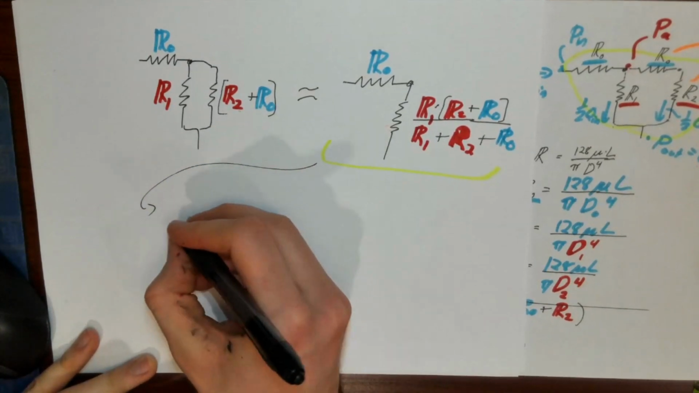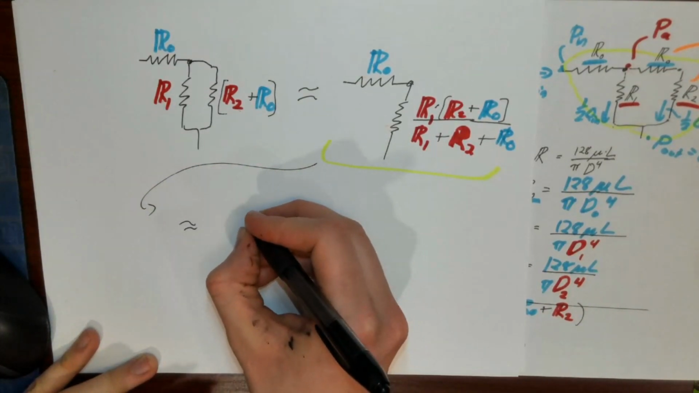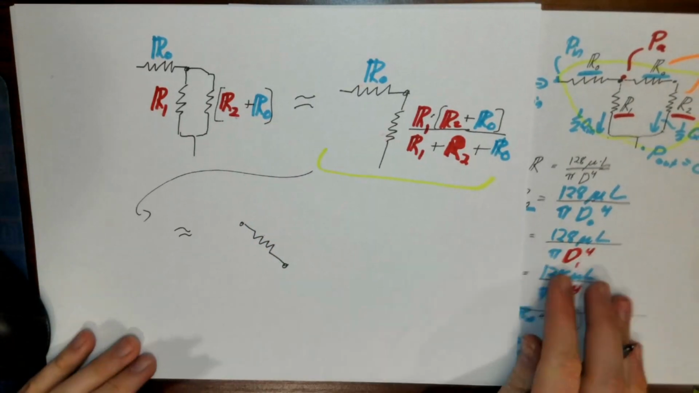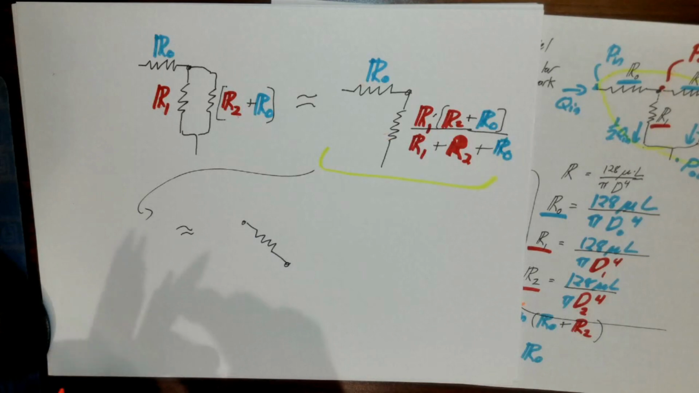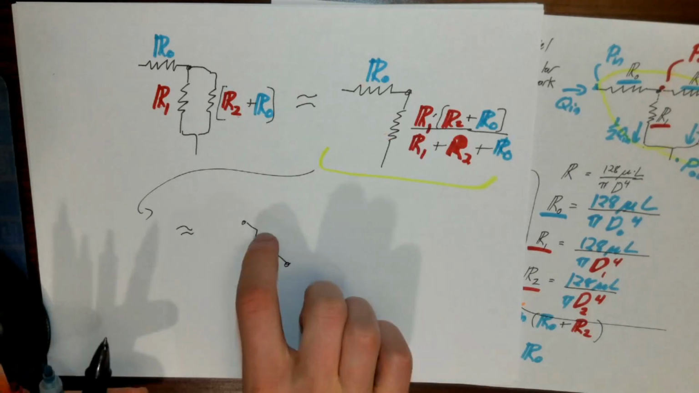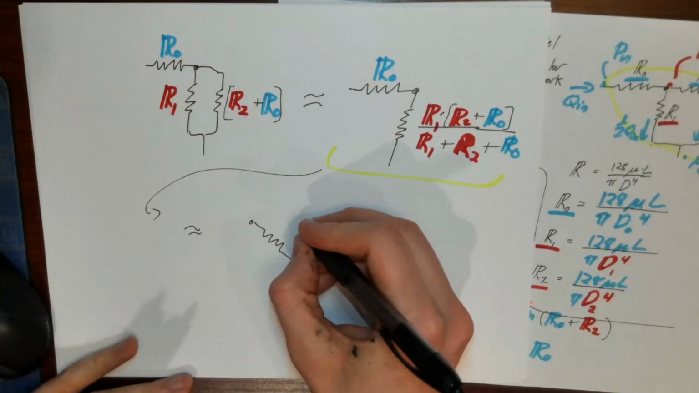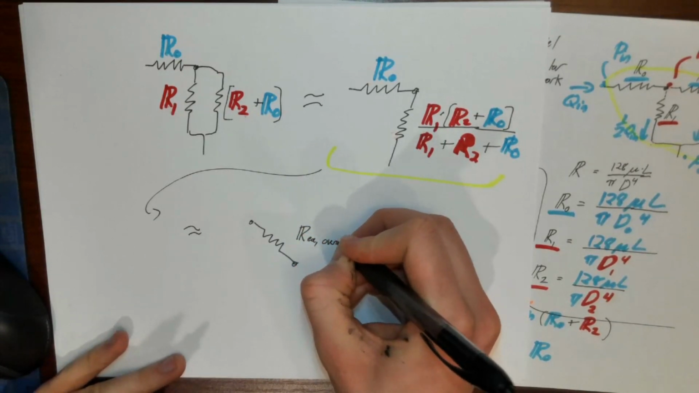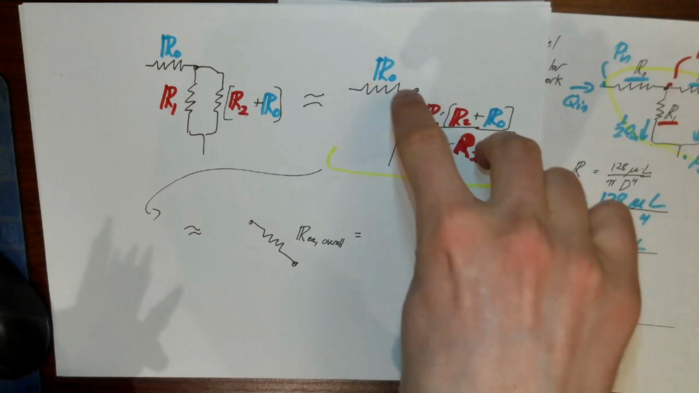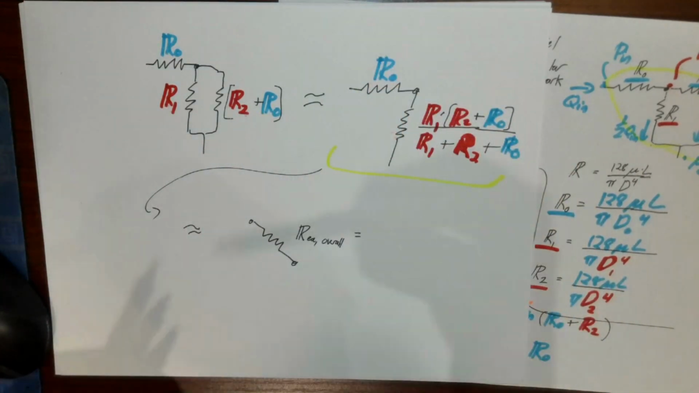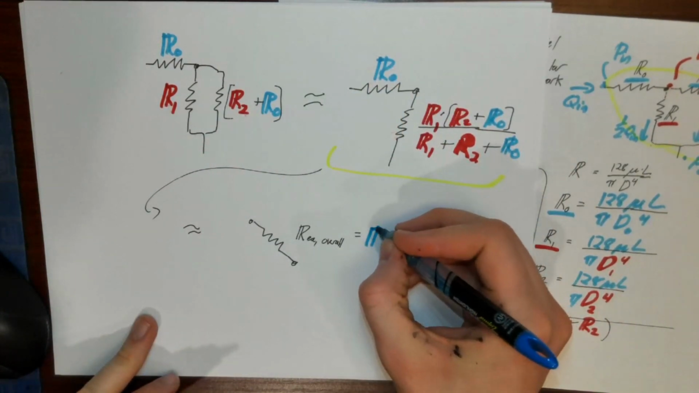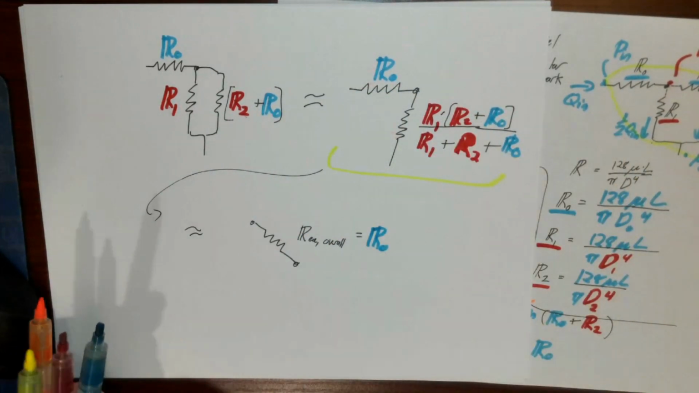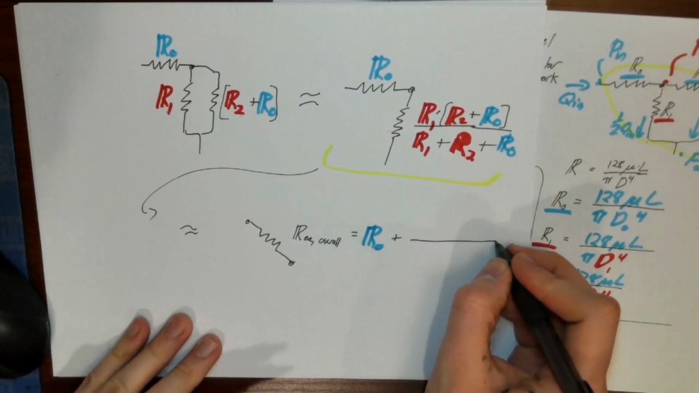So this is basically equivalent to a single resistance, and this single equivalent resistance for the overall system is basically the sum of these two. So what does that look like? We get an R0 for this thing here plus this term that we brought down right here.